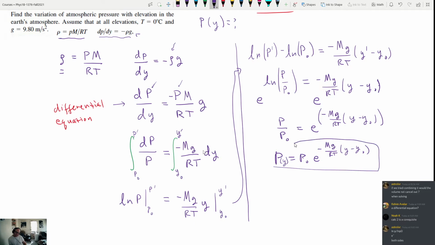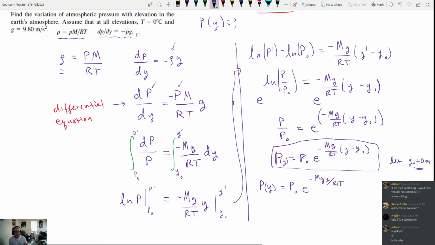And if you define the initial height to be 0, so if we let y initial be equal to 0, that would be the surface of the Earth. If you call that 0, then the pressure as a function of y becomes p initial e to the negative mgy over RT. And there we go.